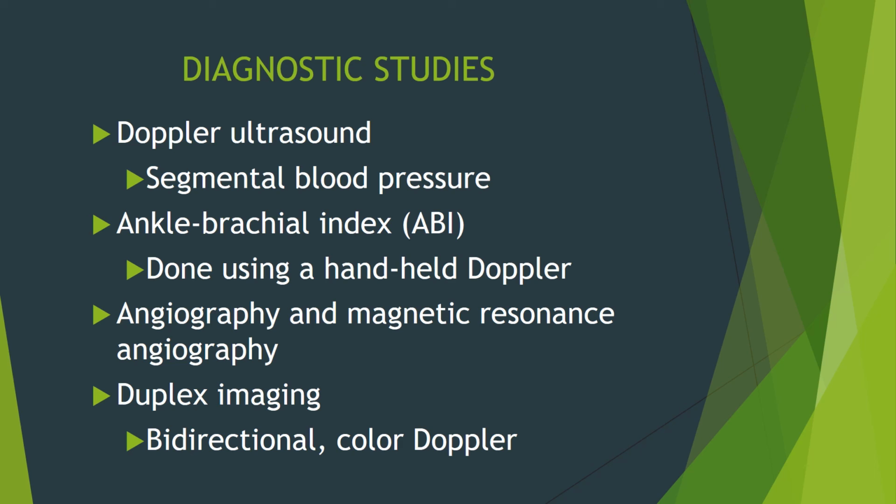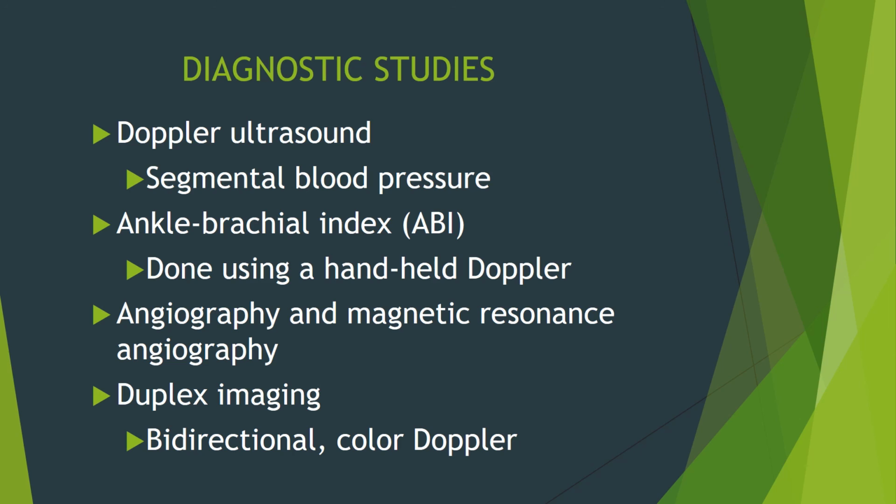An ABI between 0.71 and 0.90 indicates mild PAD. Between 0.41 and 0.70 indicates moderate PAD. And an ankle brachial index less than 0.40 indicates severe PAD.